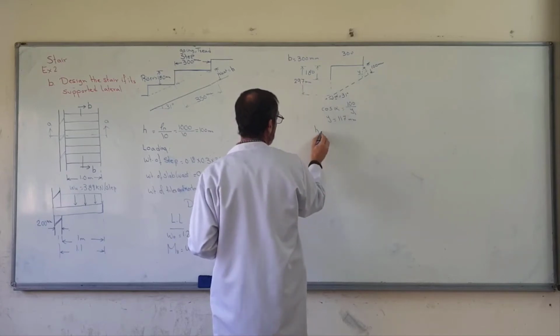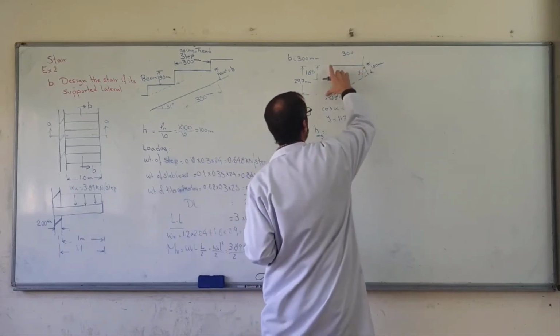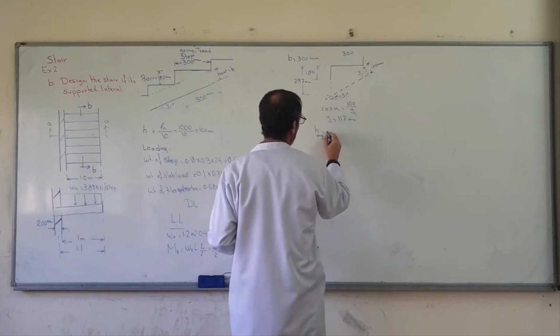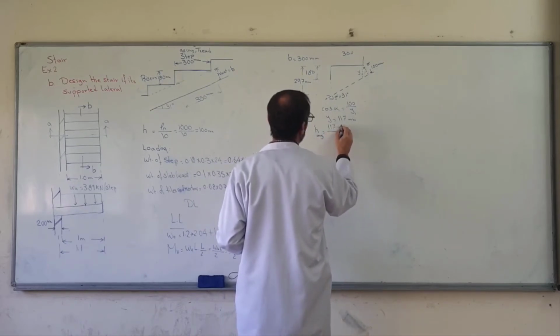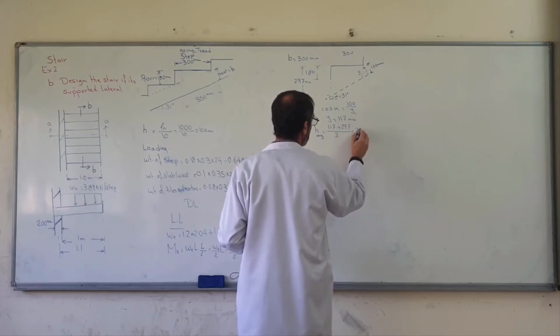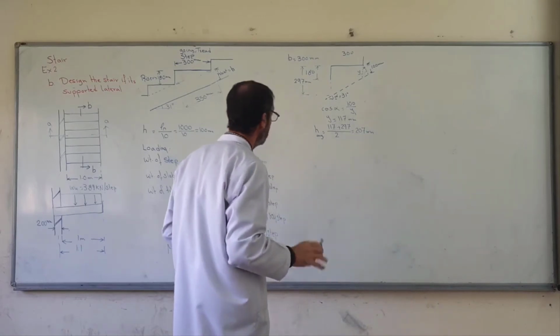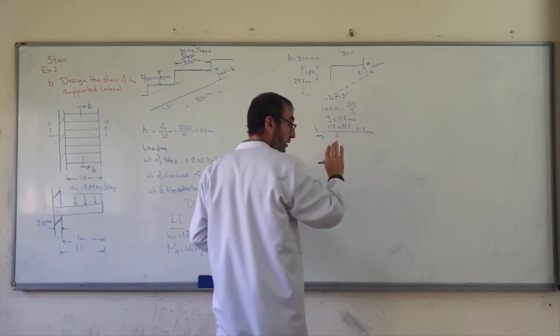Now for edge, we take the average edge. Average edge, y1 plus y2 over 2. This is y1. y1 is equal to 117. y2 is equal to 297. Over 2, average is equal to 207 millimeters. Okay. Now the edge, we take the average value for edge in the stair.